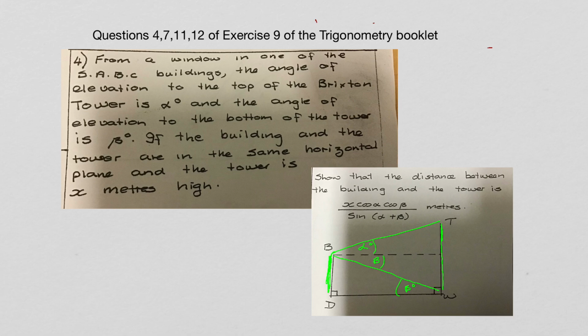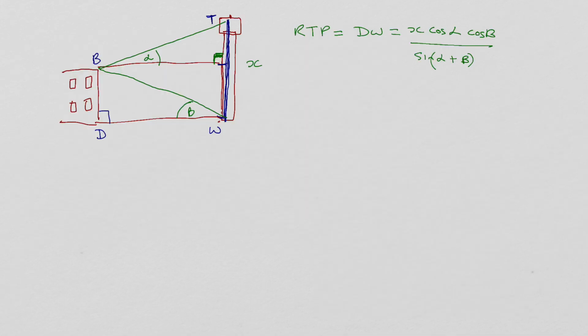And then it says if the building and the tower are in the same horizontal plane and the tower is x meters high, so the tower is x meters high. And then it says to show that the distance between the building and the tower is this. So that's DW. So that's understanding the thing and getting the diagram for a start. So I'm just going to fill in beta over here, the alternate angle.